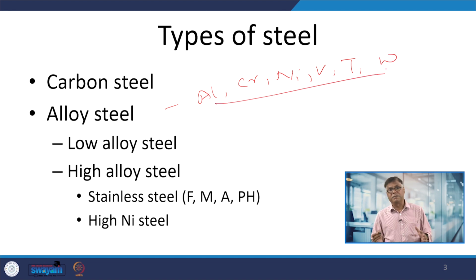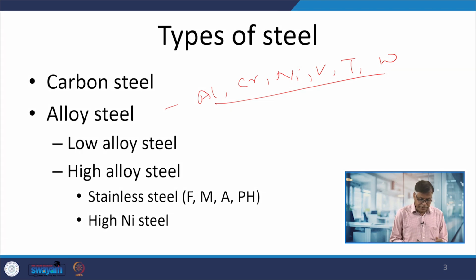There is a wide range of alloying elements which can be added in carbon steel to enhance certain specific kinds of properties. These properties may be in terms of high corrosion resistance, high temperature properties, higher strength without compromising the ductility and toughness, like that.